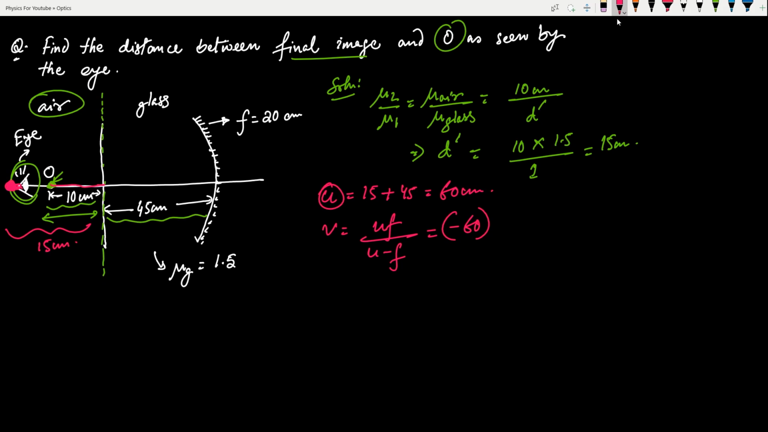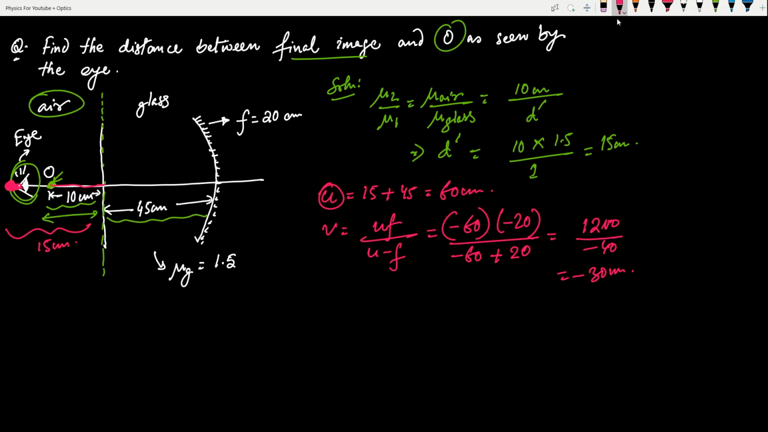If you have forgotten, then. If you haven't forgotten, then it's okay. Focal length of the concave mirror is minus 20 centimeter divided by, now u is minus 60, minus and minus become plus, so 20. Now if you solve this, we will get 1200 divided by minus 40, and this will be equal to minus 30 centimeter. Okay, so simple as that.